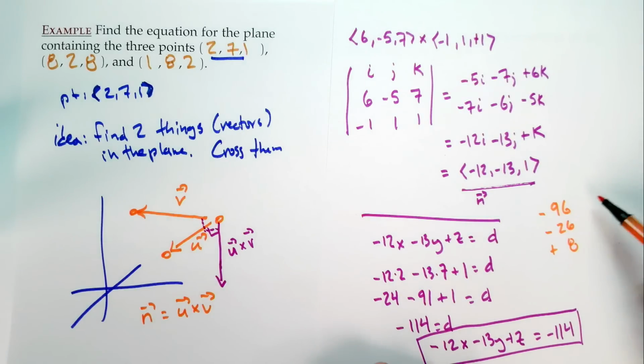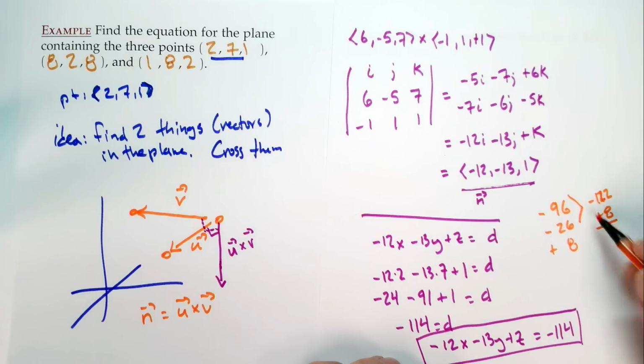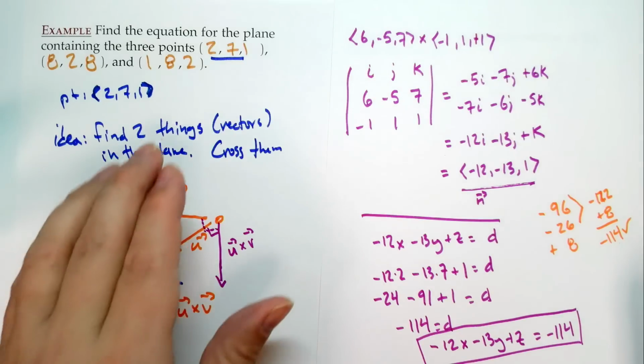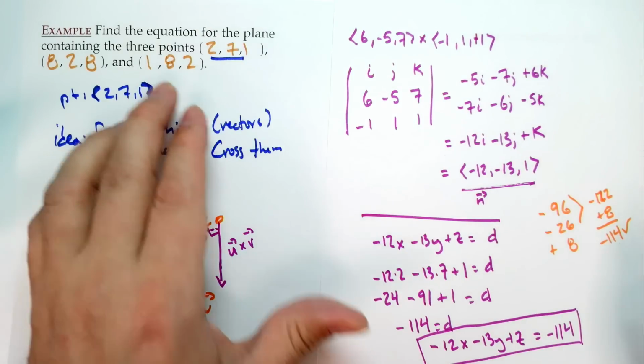Well, if I combine these two together, what will I have? I'll have minus 122 plus 8. And if I combine those, I'll get minus 114. Check. Works out. Good. Okay, what about 182?